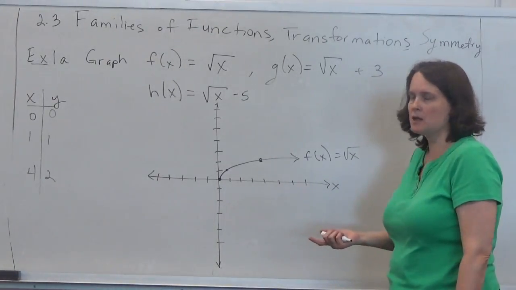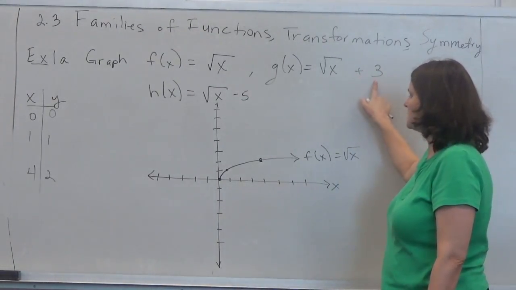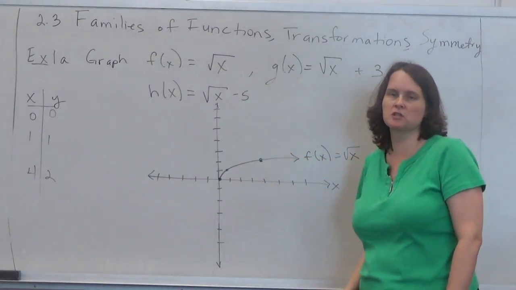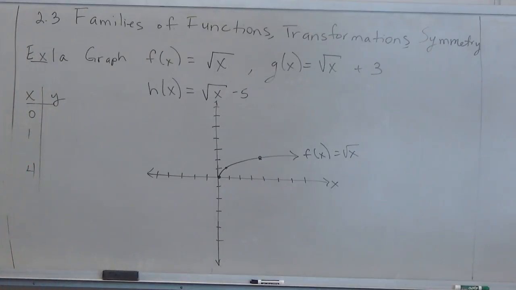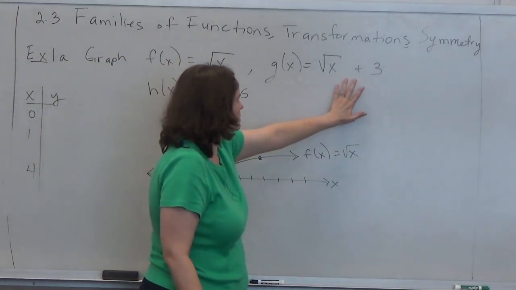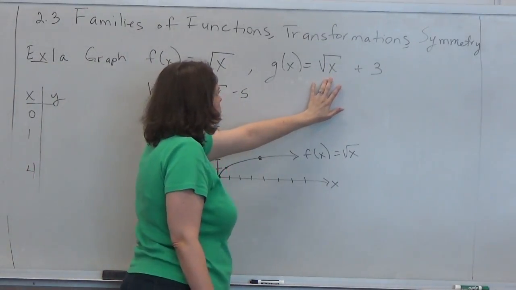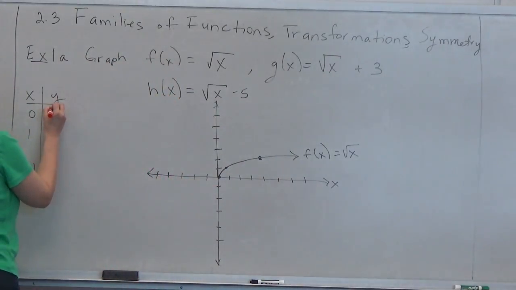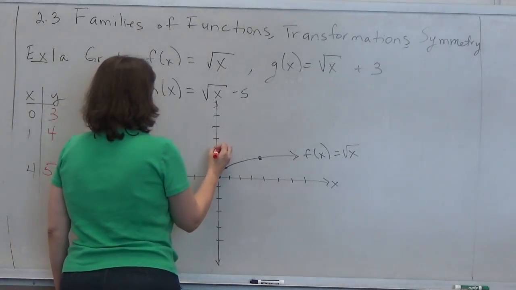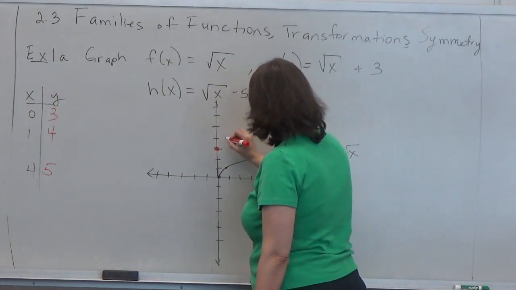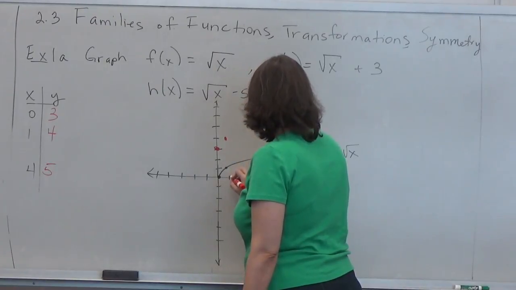What we're trying to determine is how does adding a constant or subtracting a constant on the outside of the function affect the graph. The function g of x equals square root x plus 3. If we put in 0 for x, you should get 3 back. If you put in 1 for x, you're going to get 4. If you put in 4 for x, you're going to get 5. So let's plot those points. We've got ordered pair 0, 3, ordered pair 1, 4, and 4, 5.